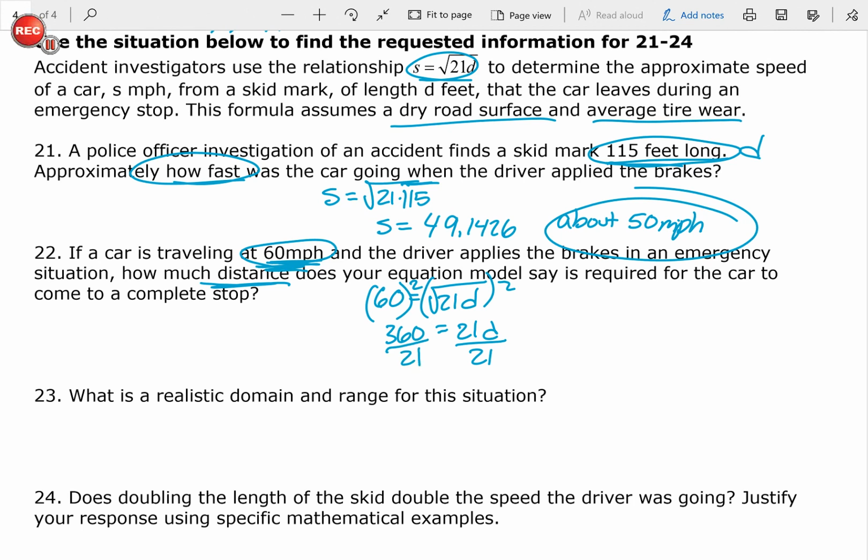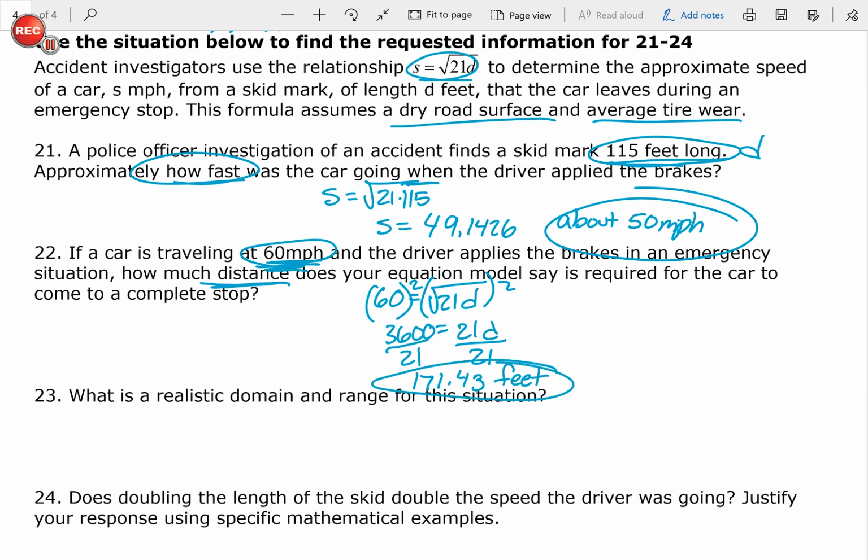So we're left with 360 divided by 21, which is 17.142. Okay. Whoops, hold on. I didn't have 60 squared correct. That should actually be 3,600, which changes things. I'm left with 100. Oh, just by the decimal. Okay, 171 feet, 0.43. Okay, and that would be feet.